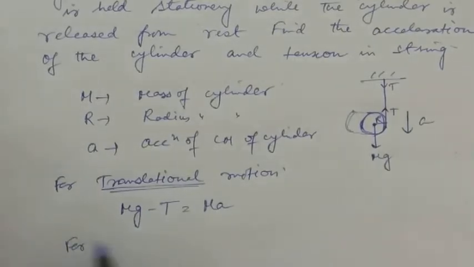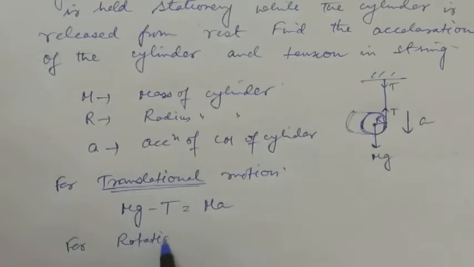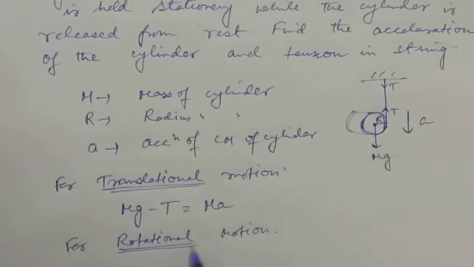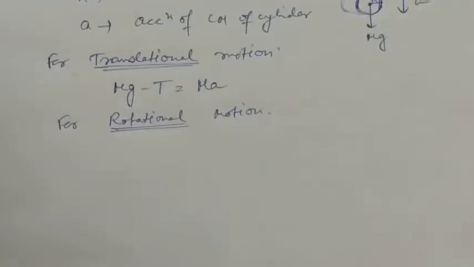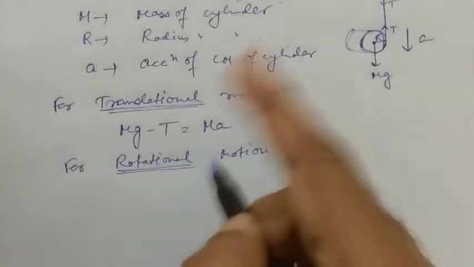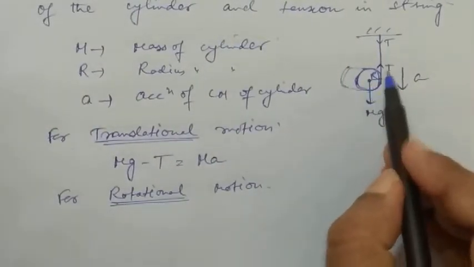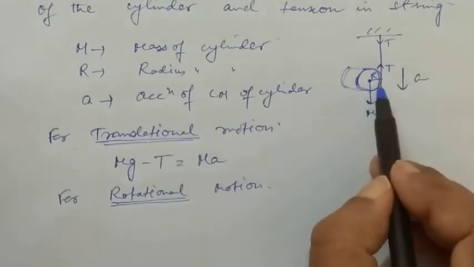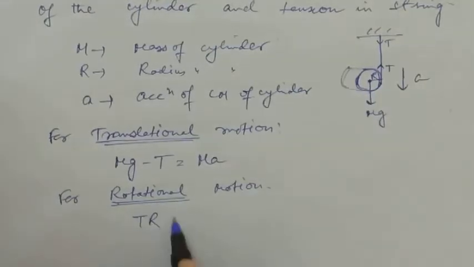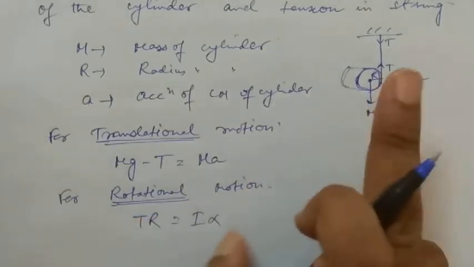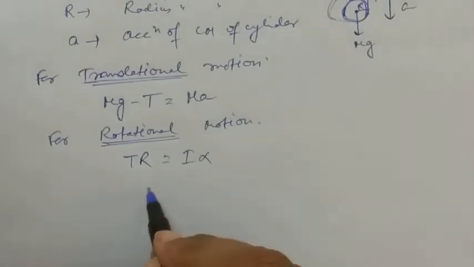Now secondly, for the rotational motion, a similar equation. What is the equation? That is the torque that is developed by the tension force. The torque developed by the tension force is T into R. T into R is equal to, we know that the mechanical torque is I alpha. So equating TR, the torque acting in this case, with I alpha, we get the second equation for the rotational motion.